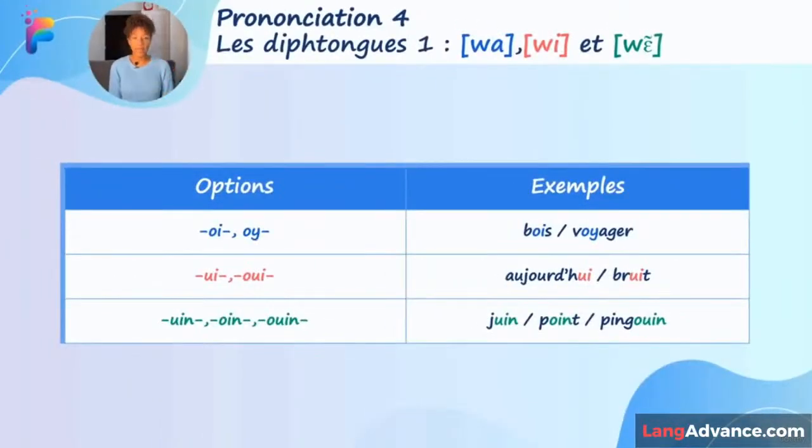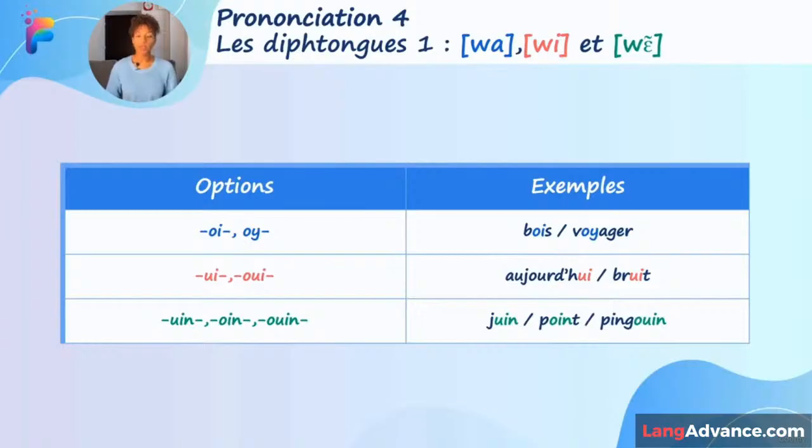Prononciation, quatrième partie. Pronunciation part 4. This time we're going to see what we call les diphthongues. We will have 3 different sounds. First we have le son wa, wa. Then we have le son oui, oui. And we'll finish with le son ouin, ouin.